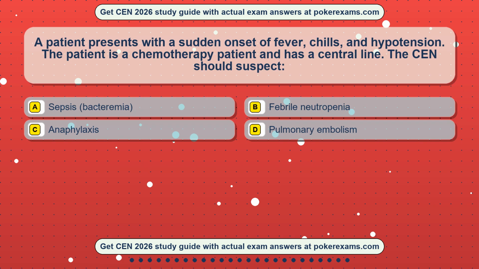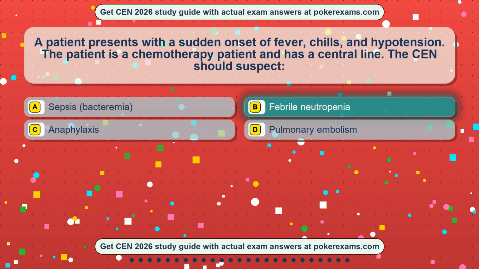Question 17. A patient presents with a sudden onset of fever, chills, and hypotension. The patient is a chemotherapy patient and has a central line. The CEN should suspect: Option A, sepsis, bacteremia. Option B, febrile neutropenia. Option C, anaphylaxis. Option D, pulmonary embolism. The correct answer is option B, febrile neutropenia.